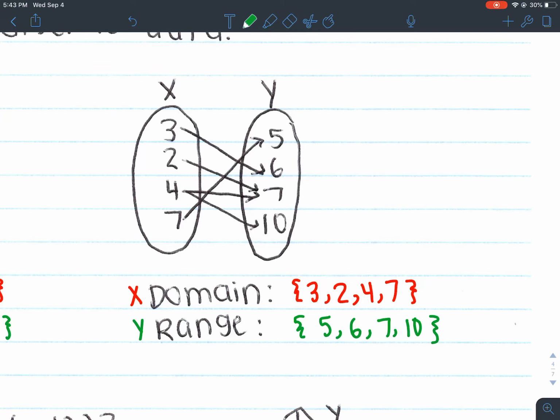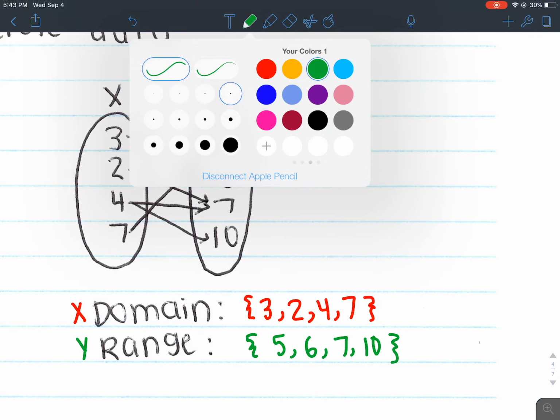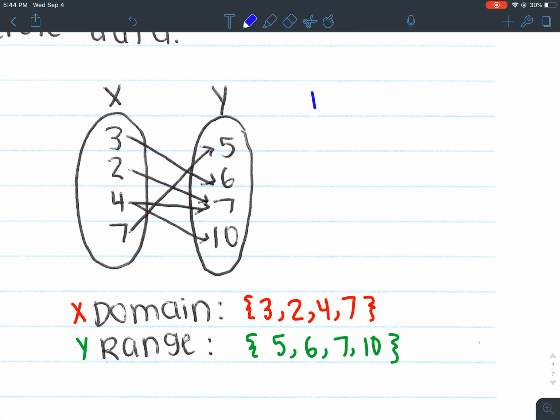Let me ask you this question. Is this mapping diagram a function? The answer is no, because 4 is mapping to 7, but also mapping to 10. So it's cheating, doesn't work. So let me give you an example on the side here, because I don't have it in the notes. So let's draw a little example, 1, 2, 3.